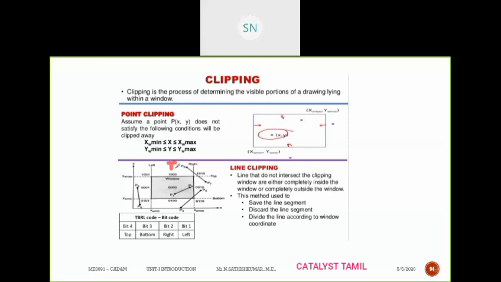Similarly, if you consider this region, this is called the bottom region. Why? Because it is available below the window. Similarly, this region is called the left region, because it is available to the left of the window. Similarly, this is called the right region. Okay, so TBRL. I hope you all understand this code now.